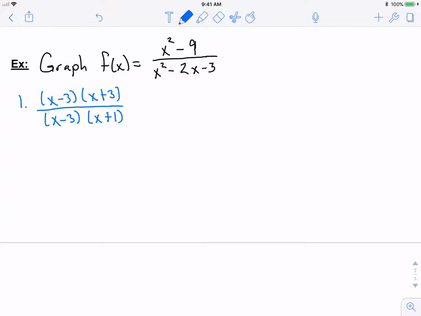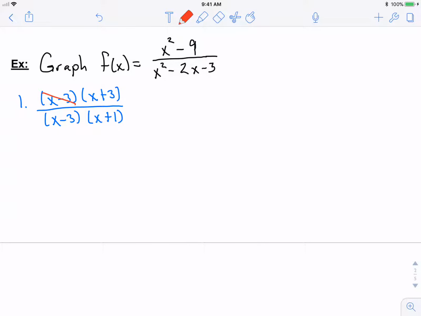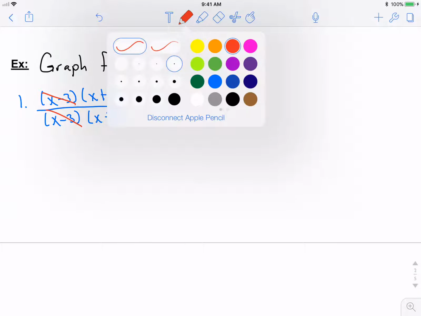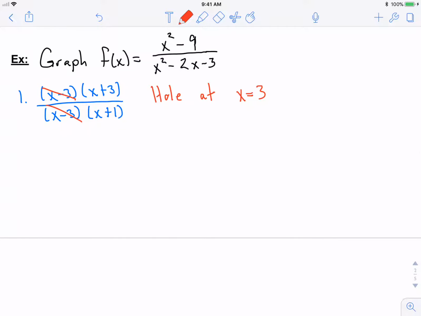Negative 3 times 1 is negative 3. Negative 3 plus 1 is negative 2. And we see we do have a common factor of x minus 3. So we will have a hole at x equals 3. And we're in motion. So now we consider the graph to simply be x plus 3 divided by x plus 1. And we start working with this.